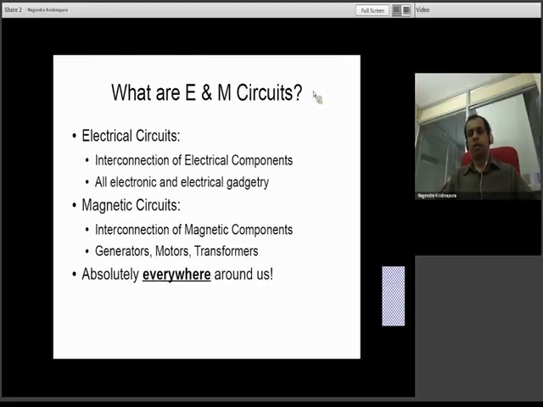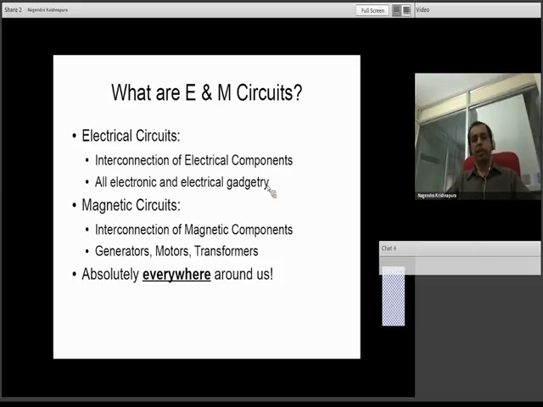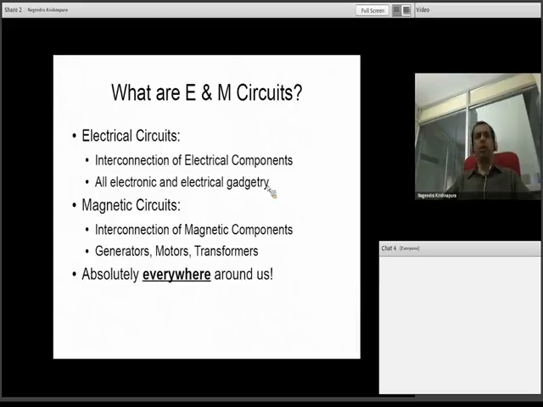Electrical circuits are interconnections of electrical components, and basically every electronic or electrical gadget that you see forms an electrical circuit. And magnetic circuits, just as a point of information, are interconnections of magnetic components, and I think all of you would be familiar with transformers and motors. They form magnetic circuits.